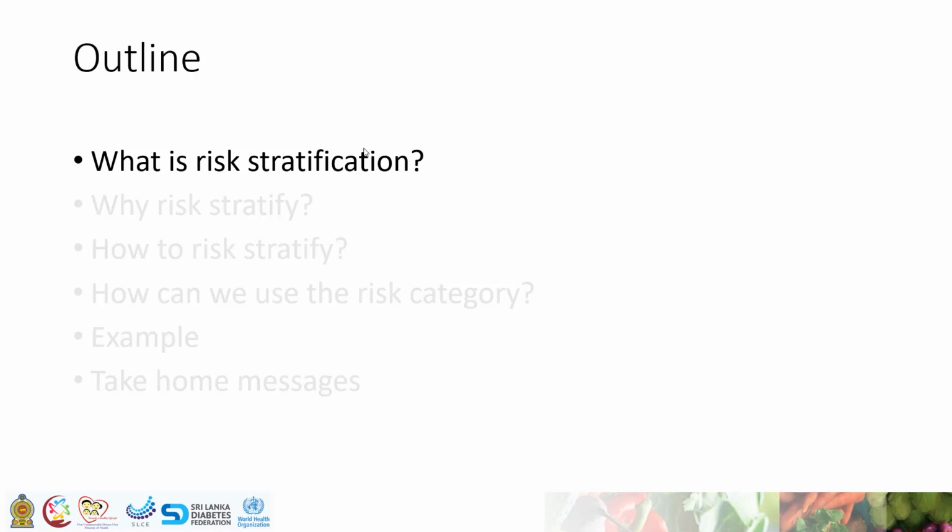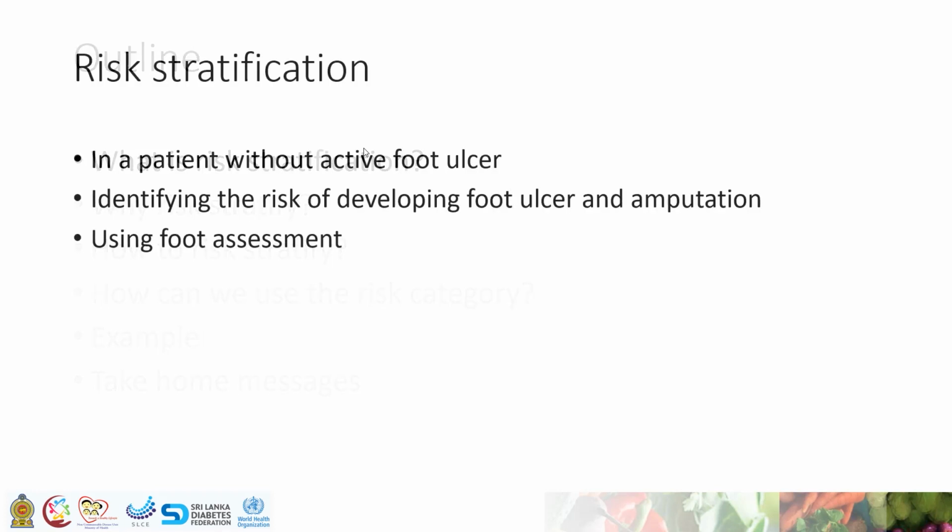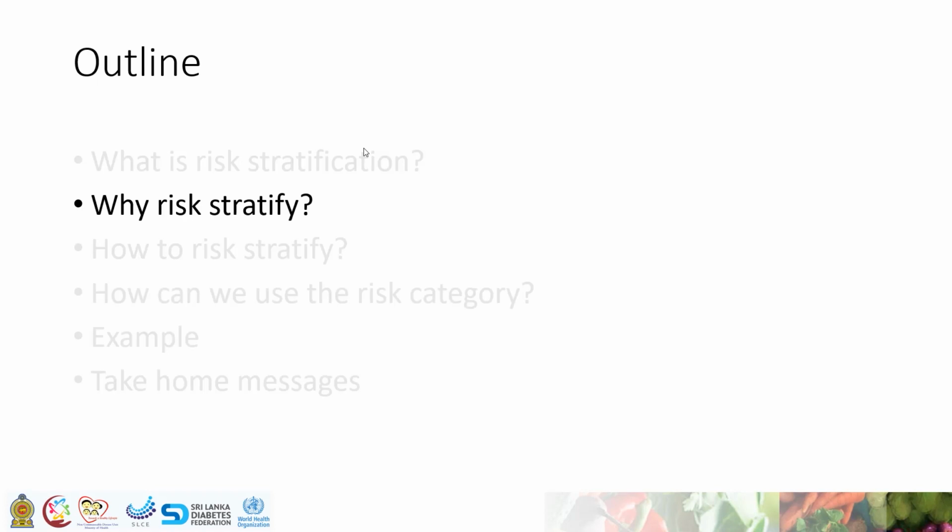First, we have to know what this term means. If a patient has an active ulcer at the moment, we are not going to talk about risk of diabetic foot ulcer. But in a patient who has no diabetic foot ulcers at the moment, we want to know the risk of developing diabetic foot ulcer. In risk stratification, using history and examination, we try to predict the risk of developing an ulcer in a patient with diabetes.